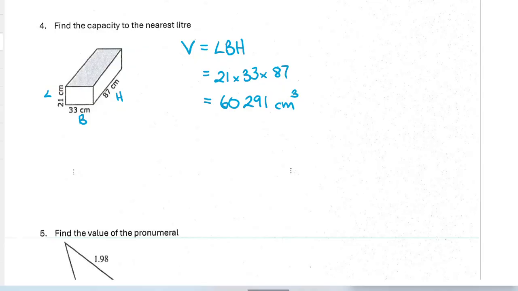This question goes a step further and it wants me to convert this into litres. Centimeters cubed are exactly the same as millilitres. So I'm going to rewrite 60,291, but now that is in millilitres. To convert millilitres to litres, you divide by 1,000. Okay, so that will make it 60.291, but because it said the nearest litre, that makes it 60 litres.